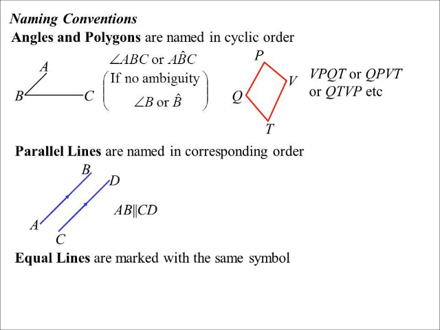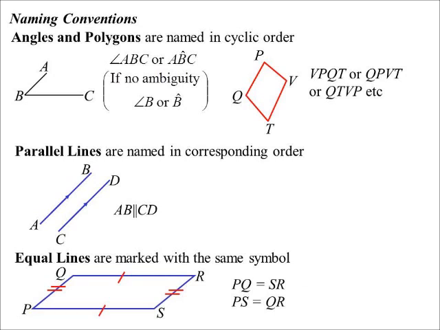Equal lines, you'll remember we usually mark with the same symbol. Often it's just a dash or something like that. So in this shape, those dashes are indicating that QR is the same length as PS, because they're both marked with the same symbol. PQ is the same as SR, both marked with the same symbol, in that case, 2 dashes.